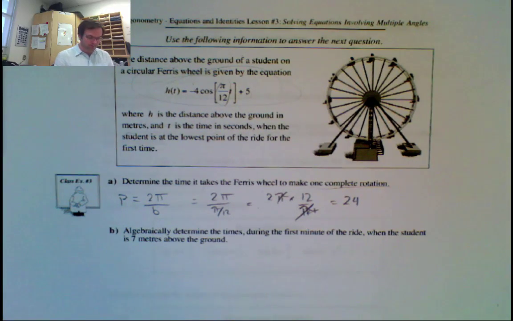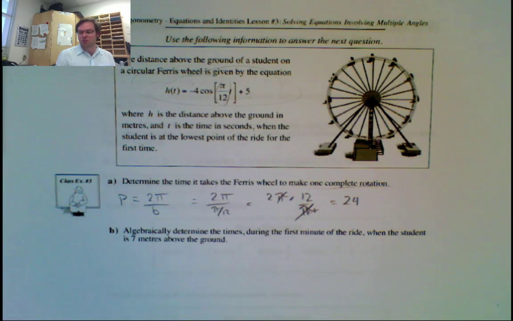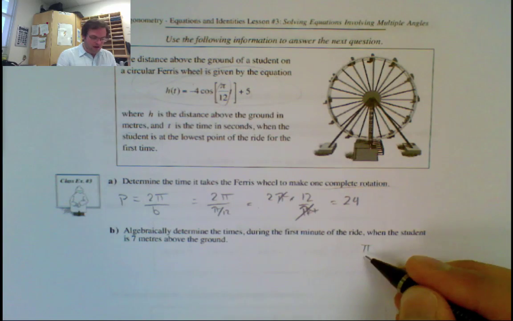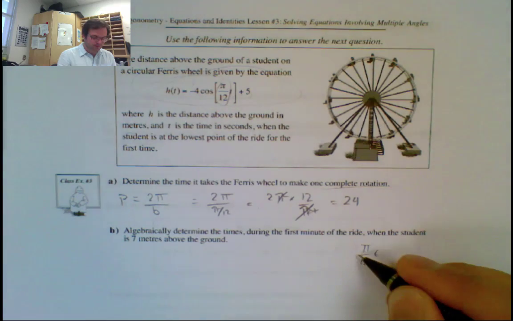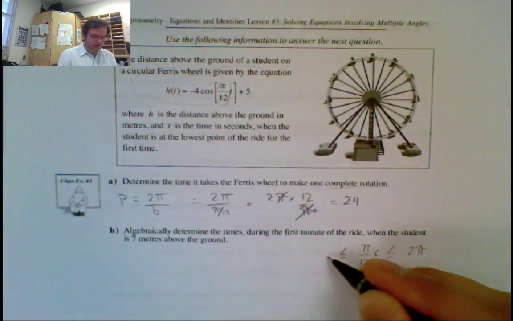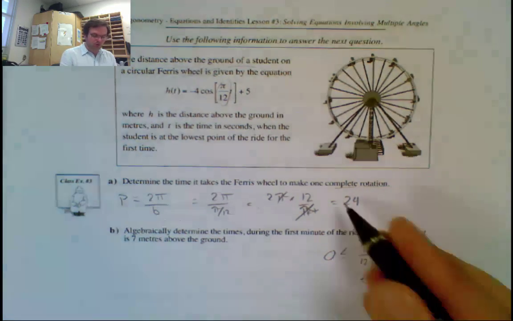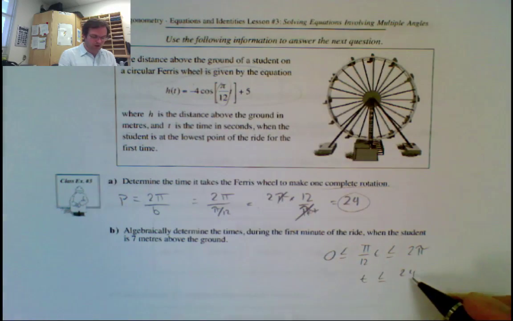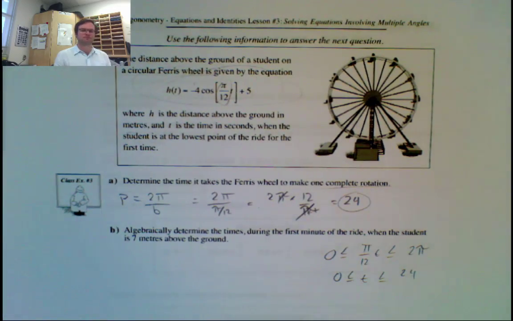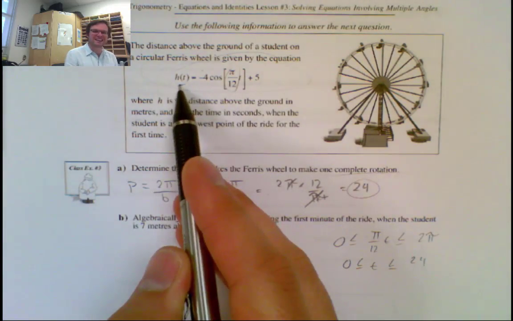So how does that work? Well, first of all, let's figure out what my domain is for the angle. My original domain, for pi over 12 t, is going to be between 0 and 2 pi. But if we're looking at just t, my max is 24, so 0 to 24. Now we want to solve this when my height is 7.